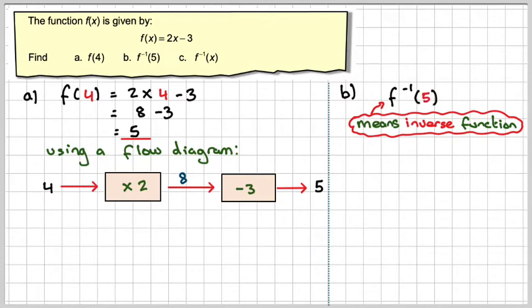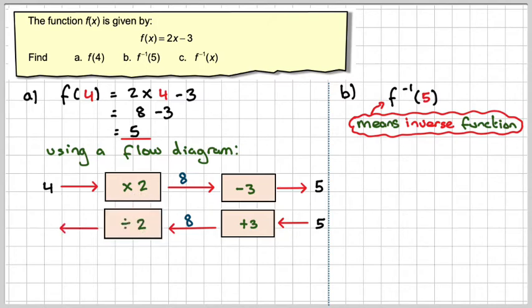Well, if we look at the flow diagram, we go to 5, and we now go the opposite way. Now, inverse means do opposite things. So take away 3. The inverse operation of that is to add 3. So 5 plus 3, we will get 8. The opposite thing of multiplying by 2 is to divide by 2. But in algebra, to divide by 2, you need to write it as a fraction. So that will now become 8 divided by 2, which is 4. And we've now got back to what we started with. So f to the minus 1 of 5 is going to be equal to 4.